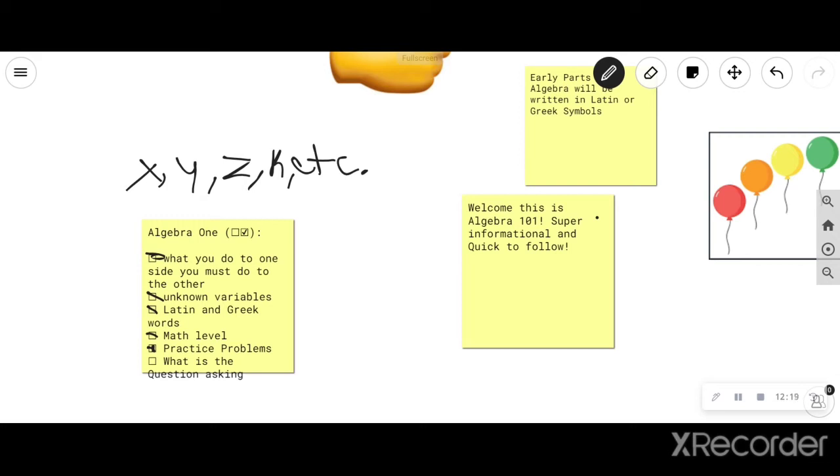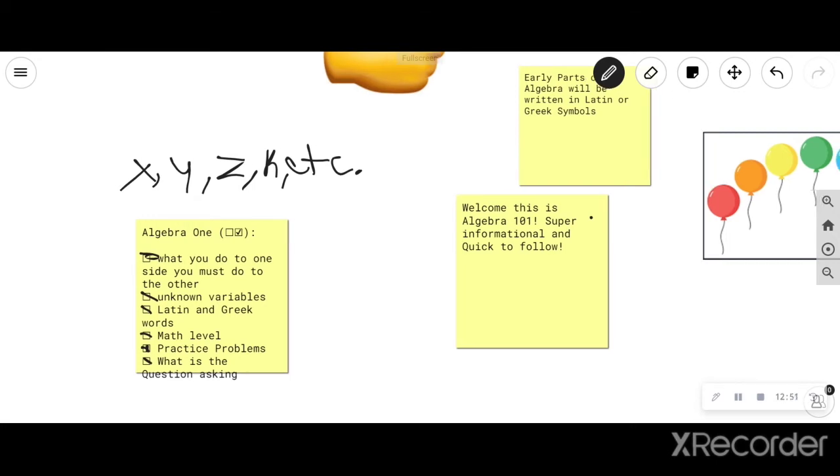Also, you have to know what the question is exactly asking. This relates to word problems that ask, for example, what is x, and you give them what x and y are. That wouldn't work. I know this is not something most people would struggle with, but it's just something to keep in mind. So yes, I would like to welcome you to Algebra 101. This is a super informational video, and it's very quick to follow.